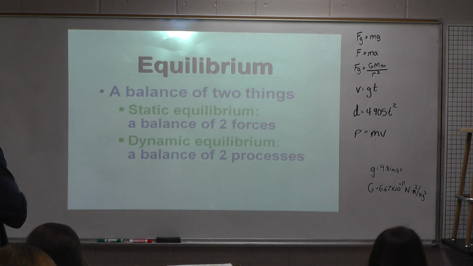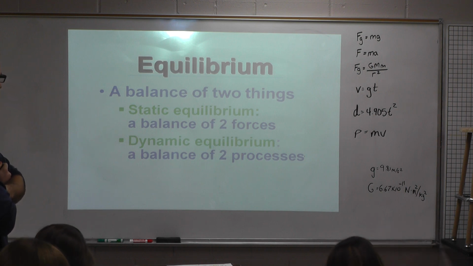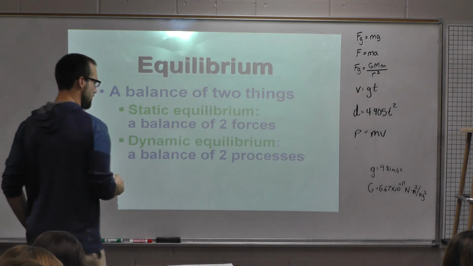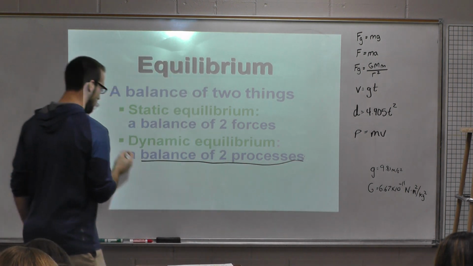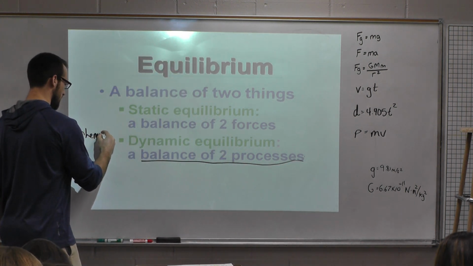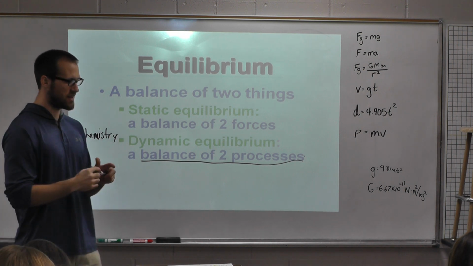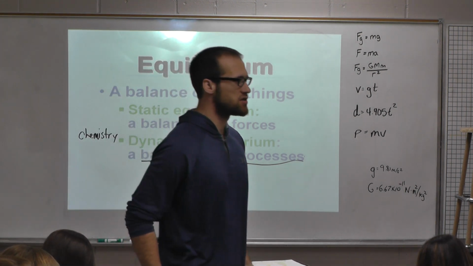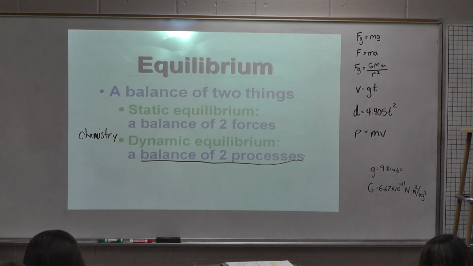Okay. Equilibrium means really just equal. So you have static equilibrium and dynamic equilibrium. Static is usually just referring to balanced forces. Dynamic equilibrium is a balance of two processes. This is more what you see in chemistry. In chemistry, dynamic really means movement too. So this is really the equal and opposite processes.